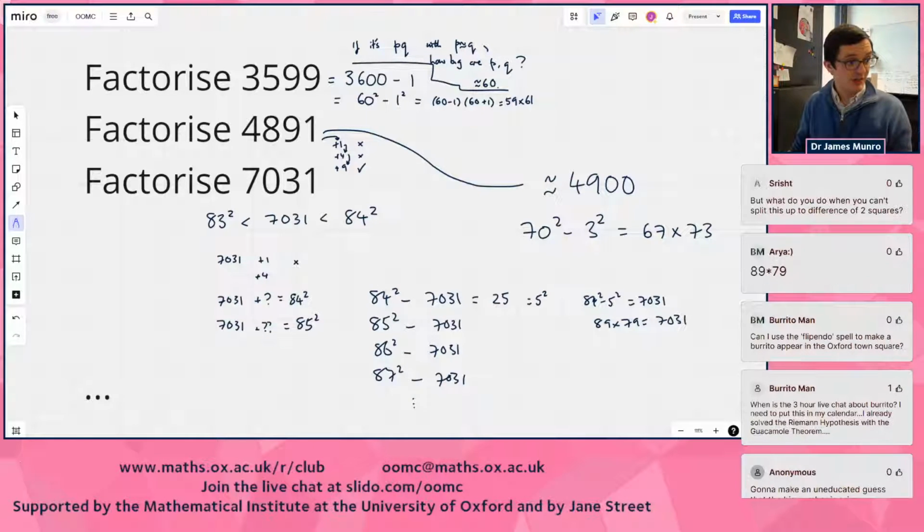Yeah, so Shrift asks kind of the opposite question to me. I said in passing something like, I'm going to keep going. So the kind of question there is, am I going to find something? And Shrift says, what if you can't do this? What if you can't split this up? What if it doesn't work? So I suppose if all of these things I'm trying, 84 squared, 85 squared, 86 squared, 87 squared, what if these aren't a square number? So let's do a little bit of maths.